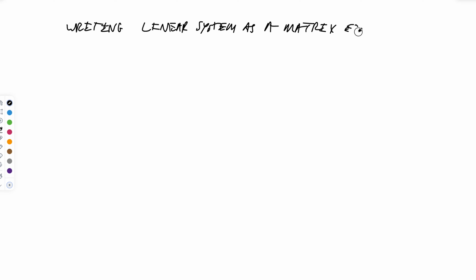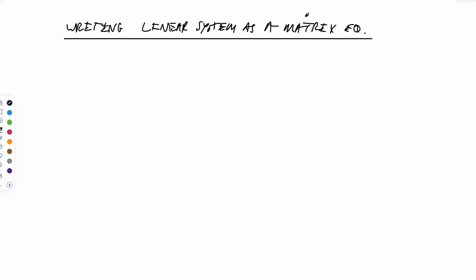And now we're going to shift the gears a little bit. We're not going to shift gears. I'm going to talk about 9.5 in just a moment, but the last little piece in 9.4 I want to add is writing a linear system as a matrix equation. Okay, so I want to write a linear system as a matrix equation.